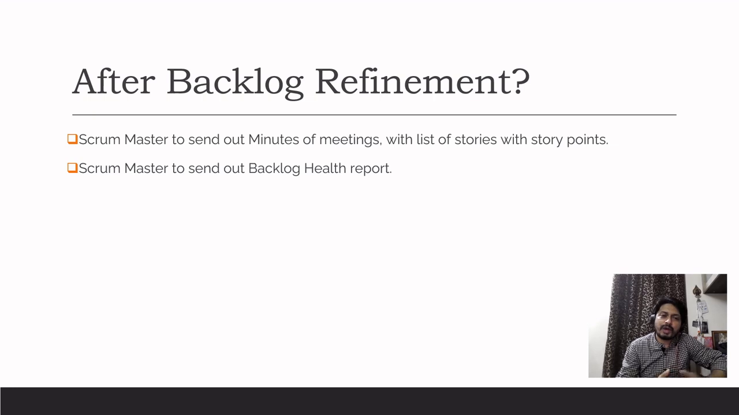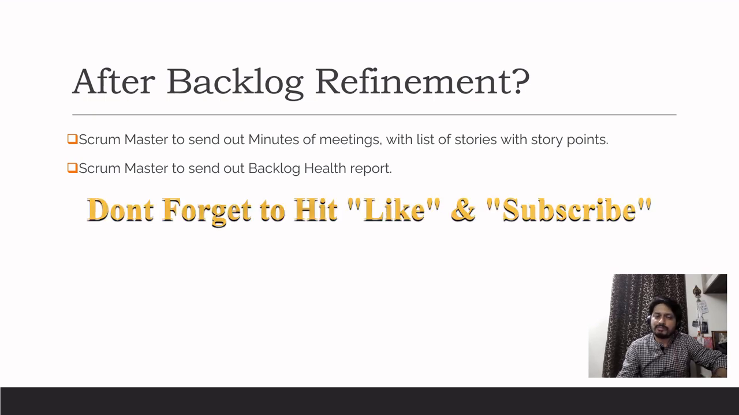Okay, so what do we do after backlog refinement? Normally there's not much on the developer side or PO side that needs to be done after backlog refinement, unless there is an action item as we discussed earlier, where the PO is going to seek clarity from the business, or the team is going back and doing a spike. But typically, what the Scrum Master is supposed to do after backlog refinement is to send out the meeting minutes, and the list of stories with the story points, which were already refined and estimated. So he will send those out to the team, just to be more transparent and communicate, right?